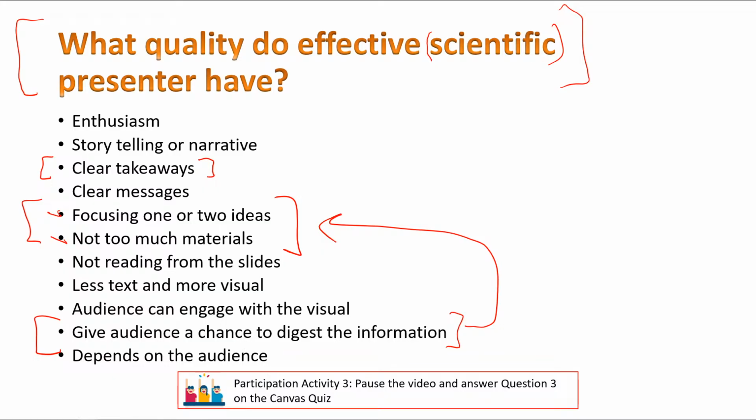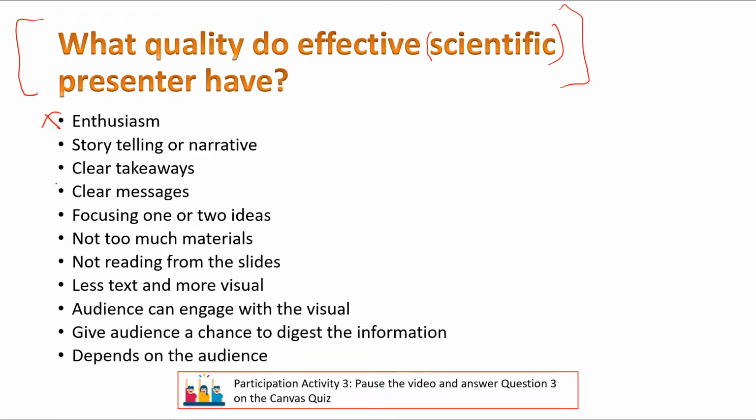That's what I mentioned. That's another good quality: depending on the audience. These are the ones that I mentioned for an effective scientific presenter. I don't know which ones you mentioned, but mine were enthusiasm, clear message, and depending on the audience, having a good sense of your audience. These were my top three for an effective scientific presenter. For you it could be different, but again it would be something within that list or around that list.